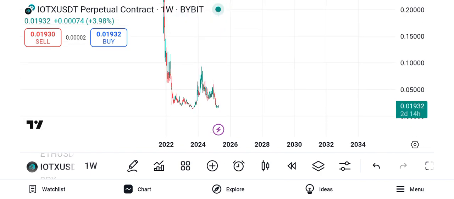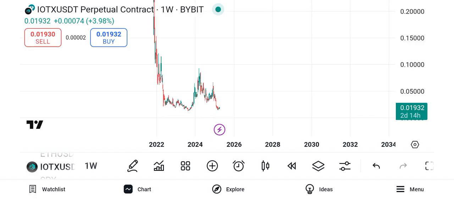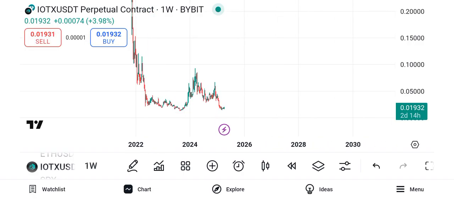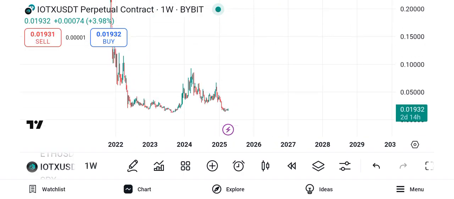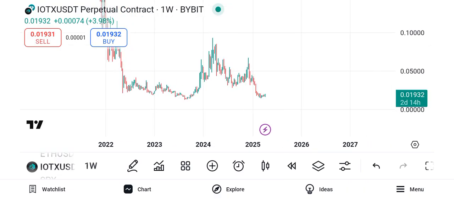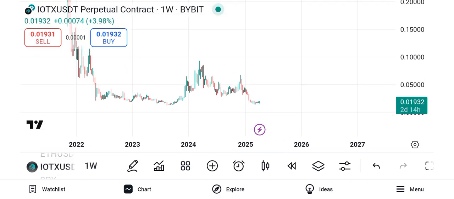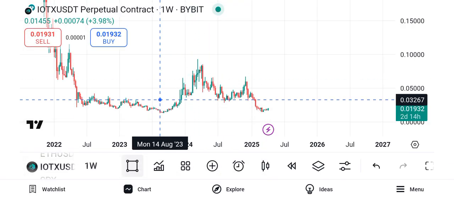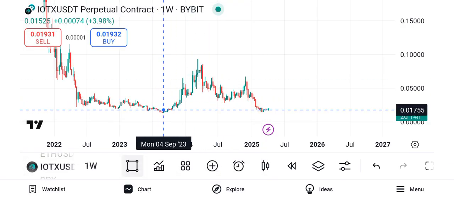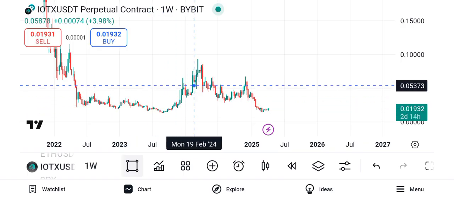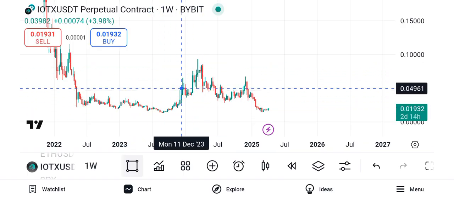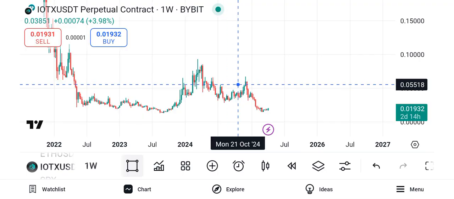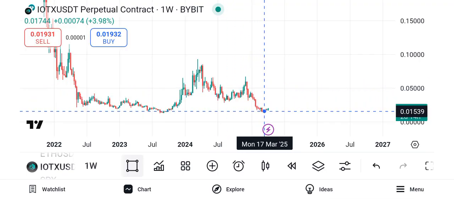It has dumped and come down to a very low level. And you can see that that level, that was a level that price reached before pumping, right? This is the level that price reached before pumping, before making this move right here. And you can see that price has come down to that point again.